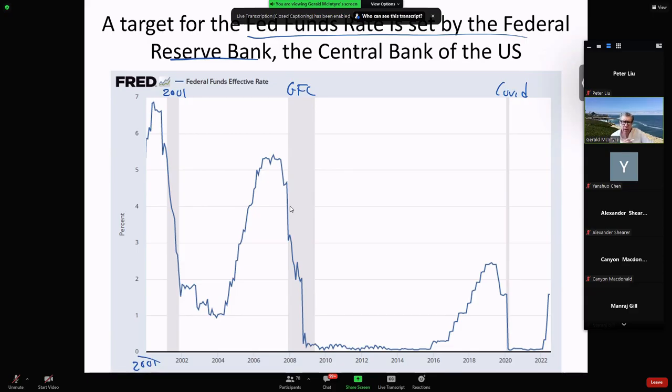The pattern is the following. A high federal funds rate leads to a subsequent recession. A rising and high federal funds rate leads to a subsequent recession. A rising and high federal funds rate, well, this is COVID, so we're not quite sure, but there is a recession afterwards. And look what's happening now. We have a rising Fed funds rate.